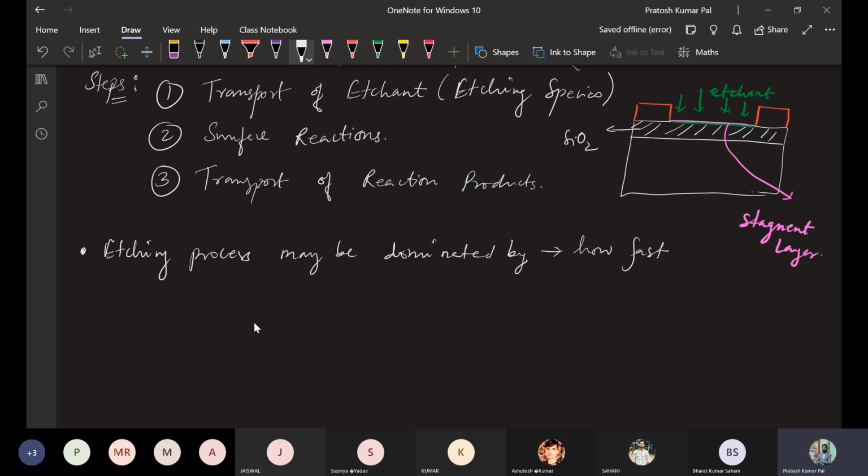Okay, so after reacting with the stagnant layer, some chemical reactions will take place, and after the chemical reaction some product will be formed. This product needs to be removed. After reacting with the SiO2 layer at the top, the strength of this etchant will be reduced, but the etchant available in this region has high power. You can say it has high concentration.